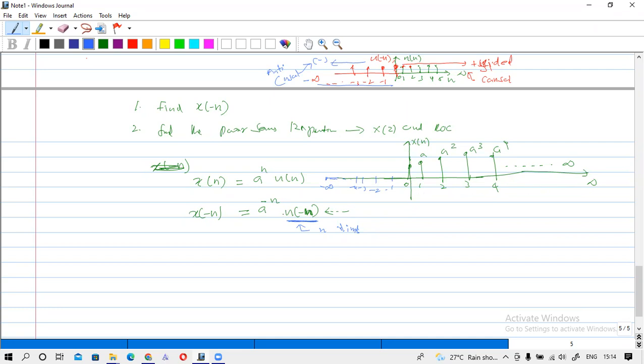Okay, so if you multiply any signal by u minus n, this is the time reversed unit step function. So if you multiply any signal with the time reversed unit step function, it will become an anti-causal signal, no? It will have only minus sided values. Okay, so we have up to zero only.